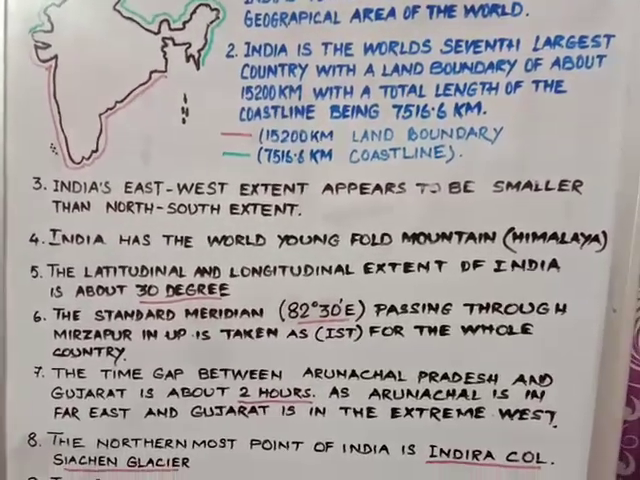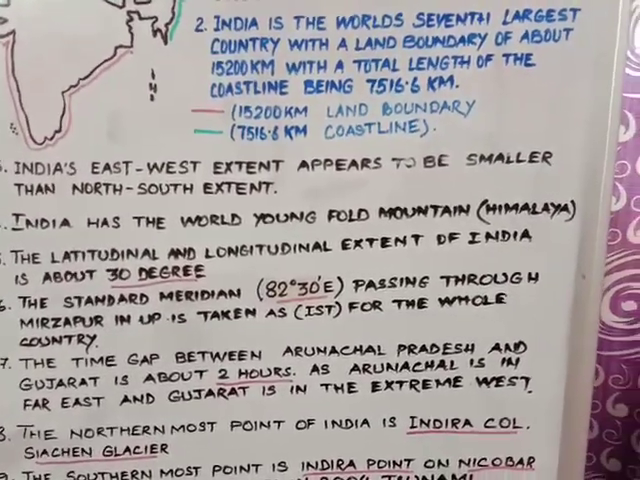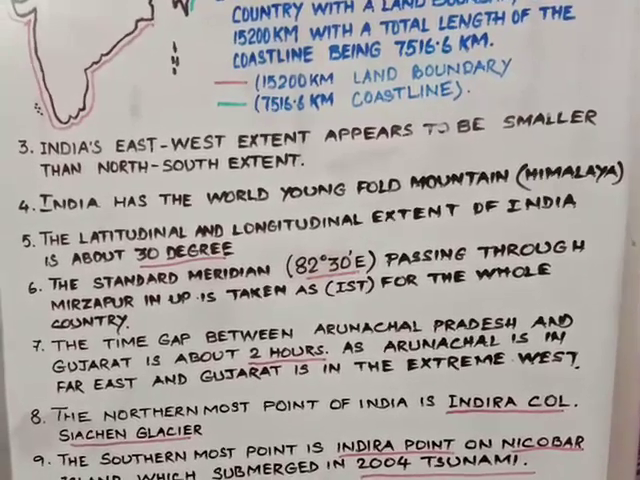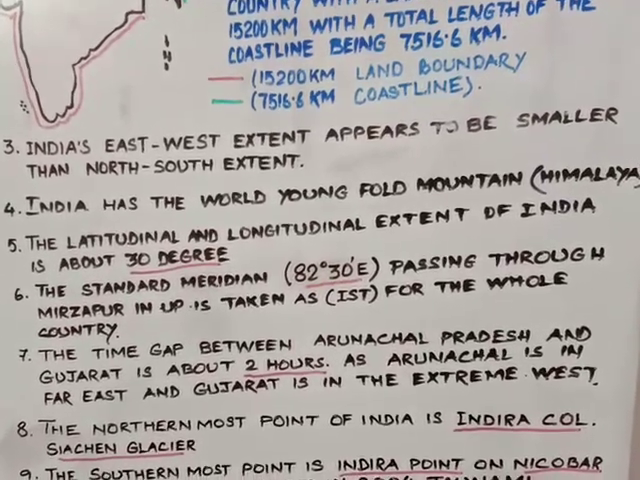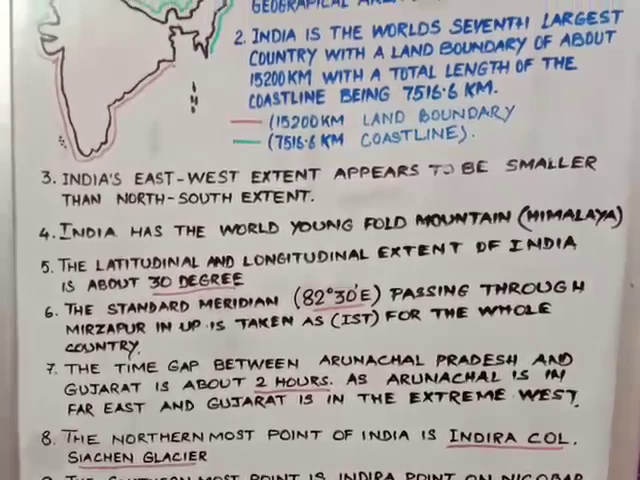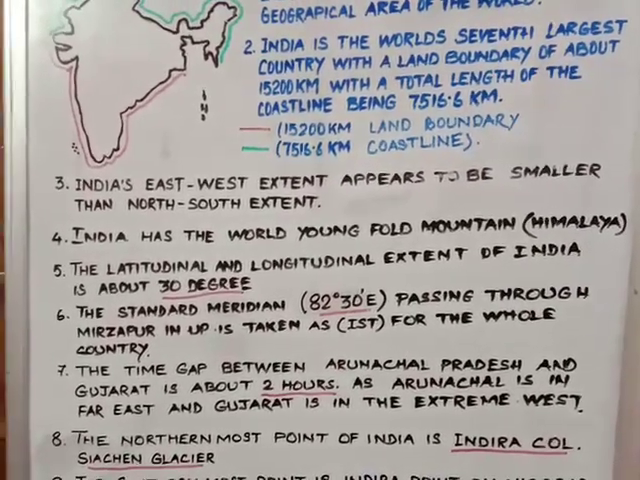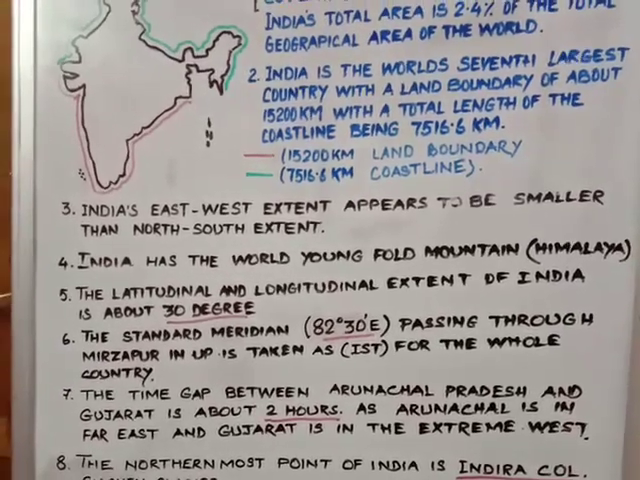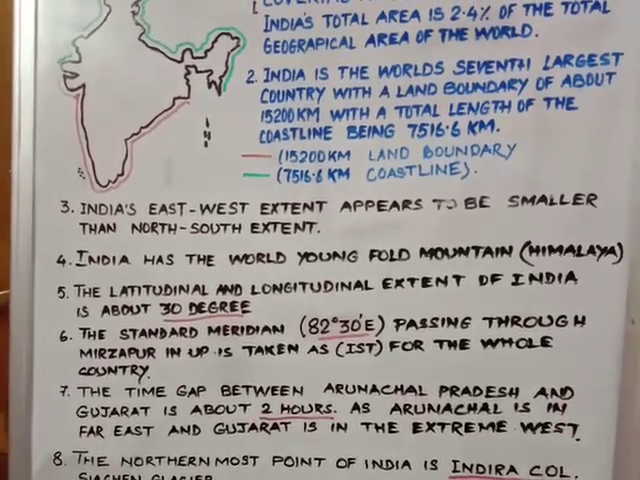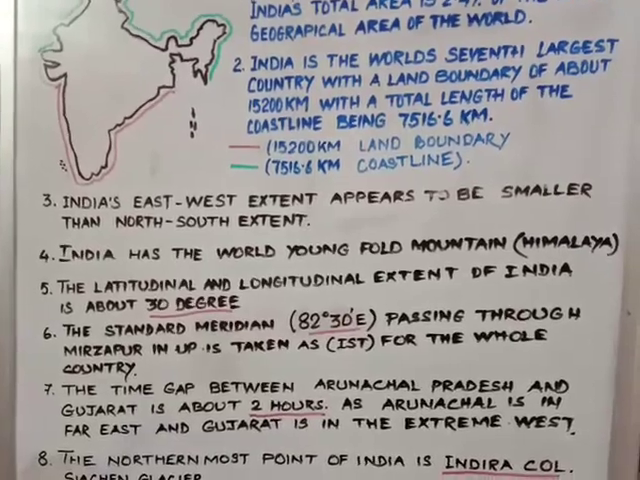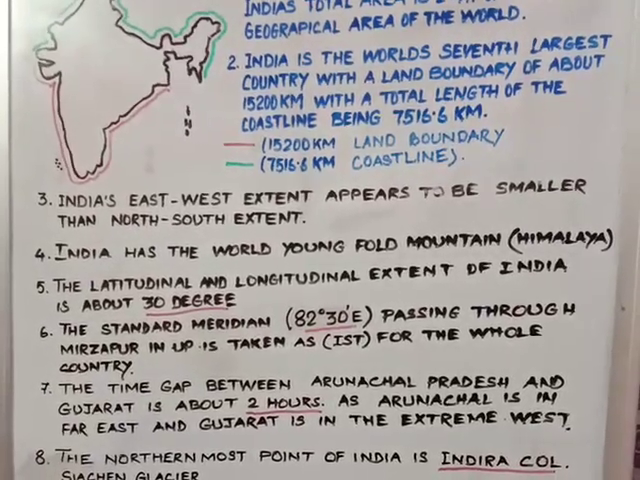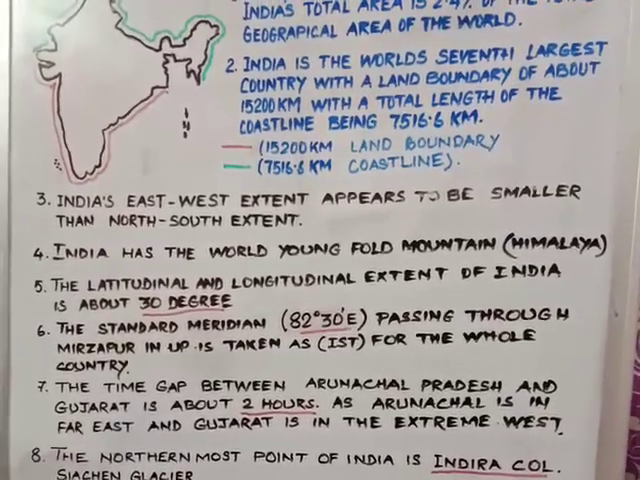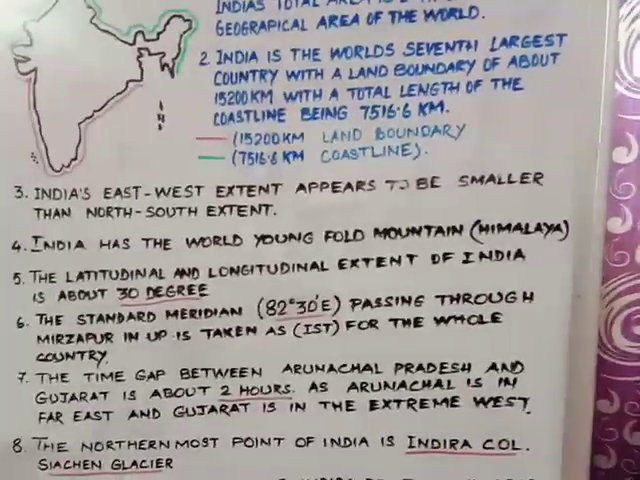The standard meridian, 82 degree 30 minute east, passes through Mirzapur in UP and is taken as IST for the whole country. So the standard time is taken as the longitudinal line that passes through Mirzapur near your Allahabad, and that line, 82 degree 30 minute east, has been taken as the center of India, and that has been taken as the Indian Standard Time.